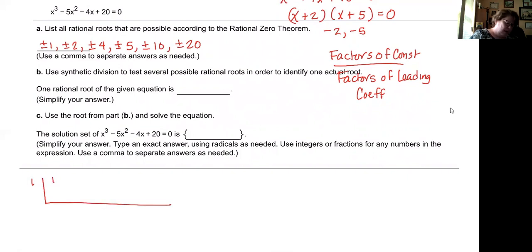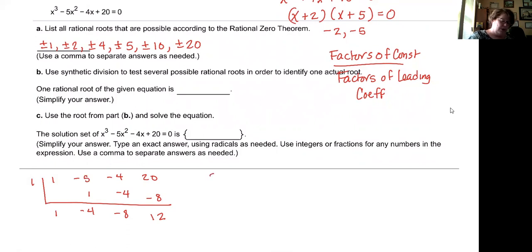Okay, so my dividend was 1, -5, -4, and 20. Bring down the 1. Okay, my remainder is not 0, so 1 is not a 0 of this polynomial function.